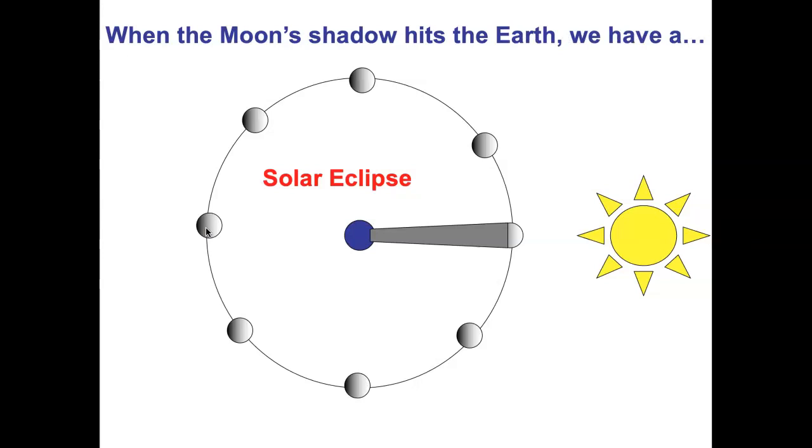Also, what phase is the moon in during a solar eclipse? Right here, when the moon's in front of the sun. You got the Earth, you got the moon right here, you got the sun. What phase is the moon in? It's a new moon, right? So a solar eclipse always happens during a new moon.